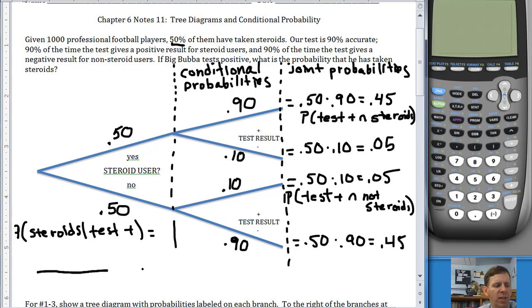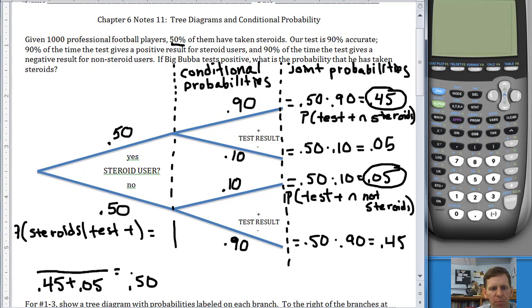And there's two ways that he could have tested positive. Either he's up here, he's on steroids and tests positive, so he's in this group, or he's not on steroids, but he still tested positive. And these two probabilities add up to 50%.